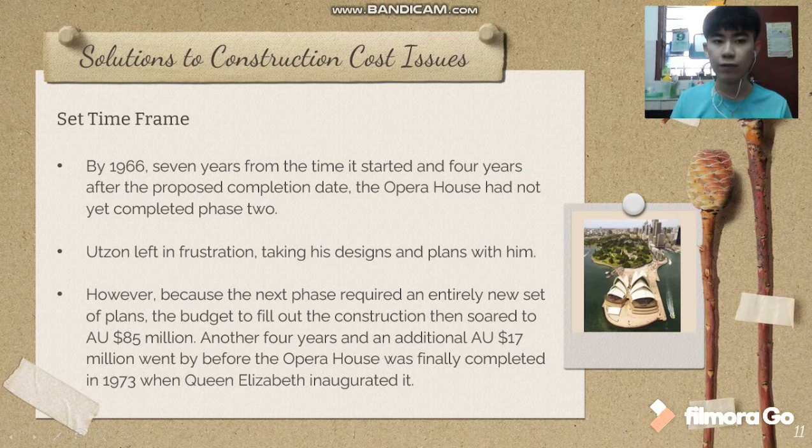Last, we must set a time frame. As I mentioned before, the expected time to finish the Sydney Opera House was 4 years. However, when the project finished, it had used 14 years, almost 10 years over. So we must control the time frame. And in this project, Utzon left the construction project in the year 1963, in the middle of the construction. This should not happen in a construction project.